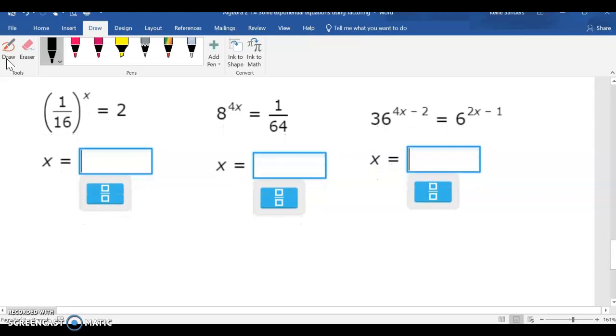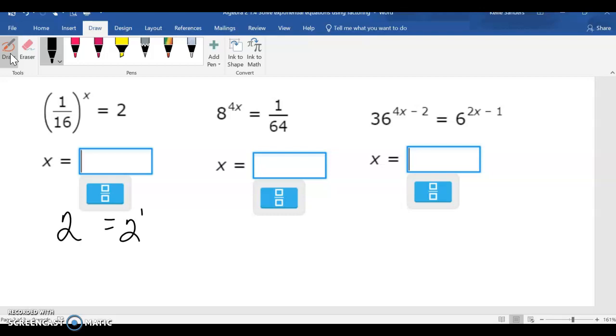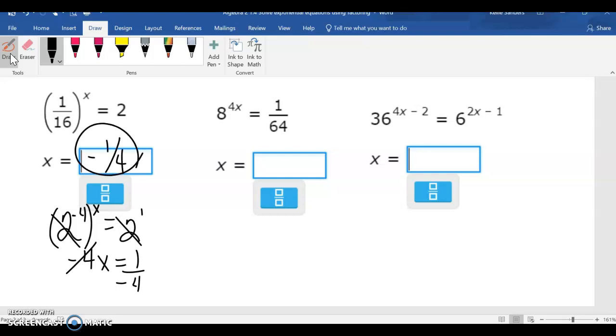Alright, now we're going to have to think a little bit. Well, we're going to keep the 2, because it's not going to break down into anything else. So I'm going to make that 1 over 16 a power of 2. 2 times 2 times 2 times 2 is 16. But this is 1 over 16. So that would be a negative 4. With an x. Those cancel out. I have negative 4x equals 1. Divide by negative 4, and we get negative 1/4.